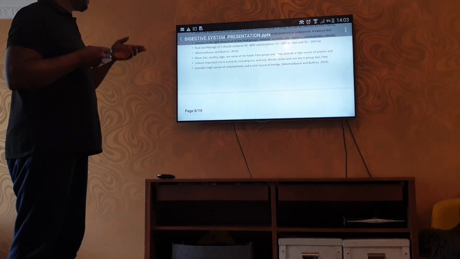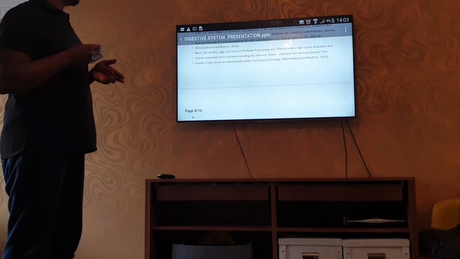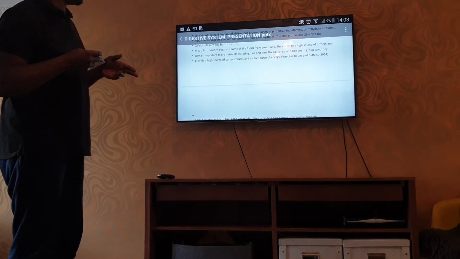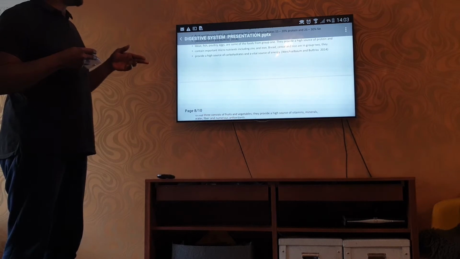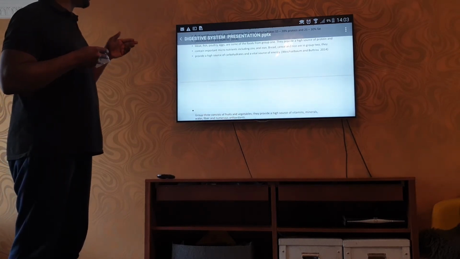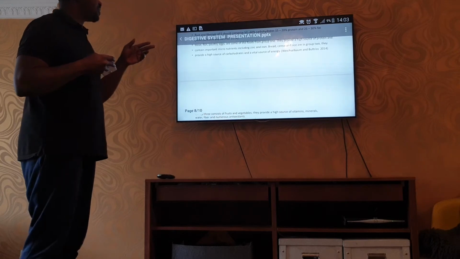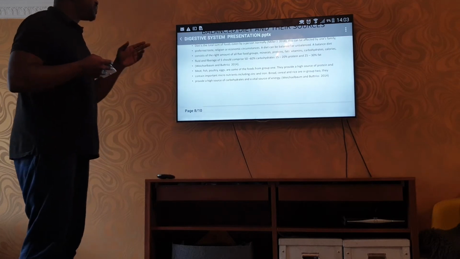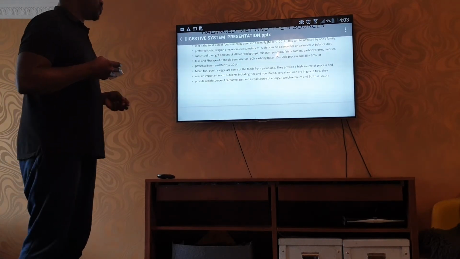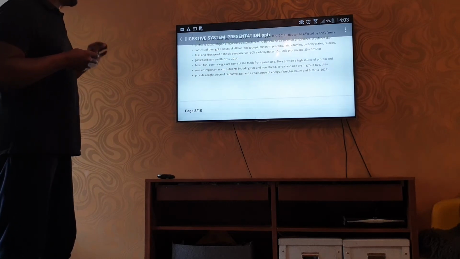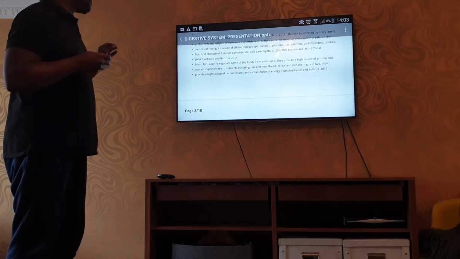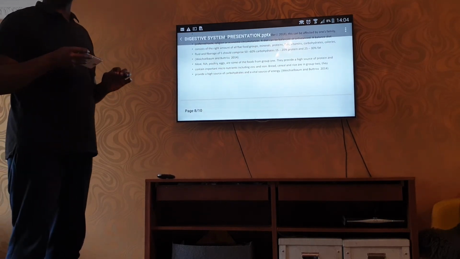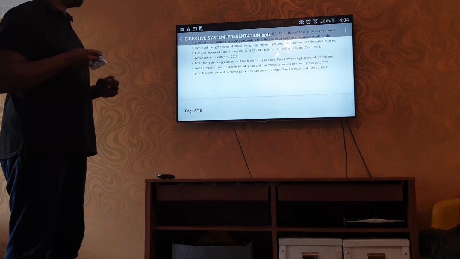Meat, poultry, and eggs are some of the foods from group 1. They provide a high source of protein and contain important micronutrients, including zinc and iron. Bread, cereal, and rice are in group 2. They have a high source of carbohydrates and a vital source of energy (Wilchesbaum and Buttress, 2014).